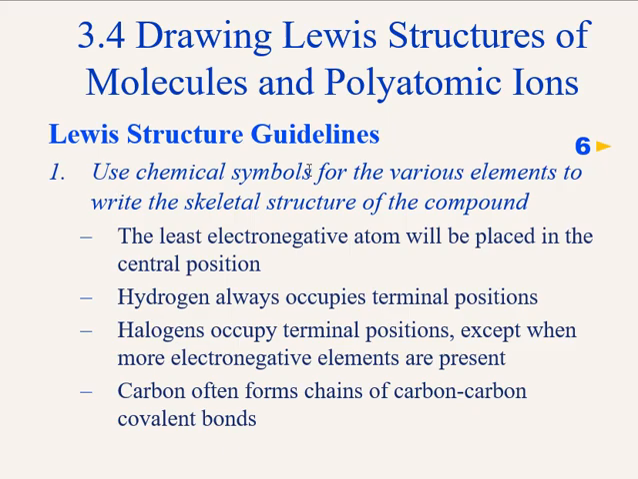Number one, use chemical symbols for the various elements to write the skeletal structure of the compound. So that's something we all know. How do we show the structures? We'll use chemical symbols we find on the periodic table. That's how we will represent each kind of atom. The least electronegative atom will be placed in the central position.